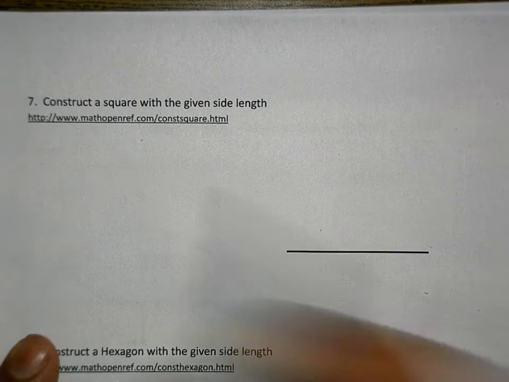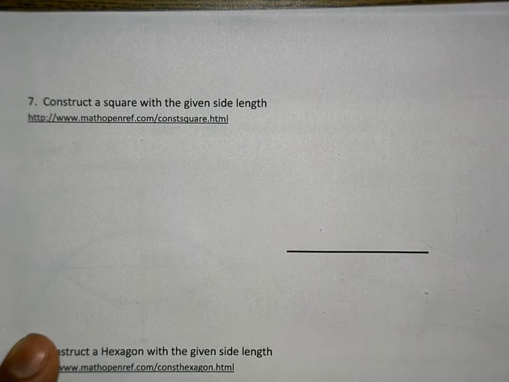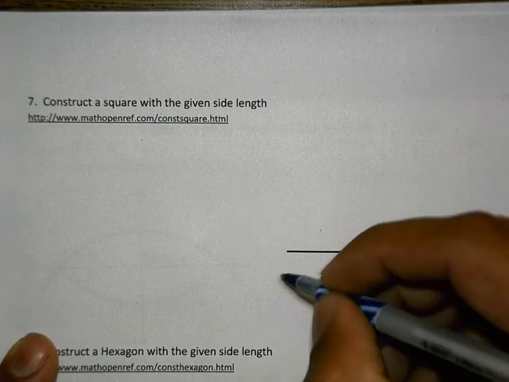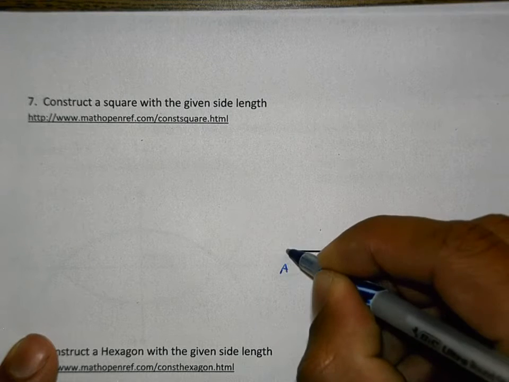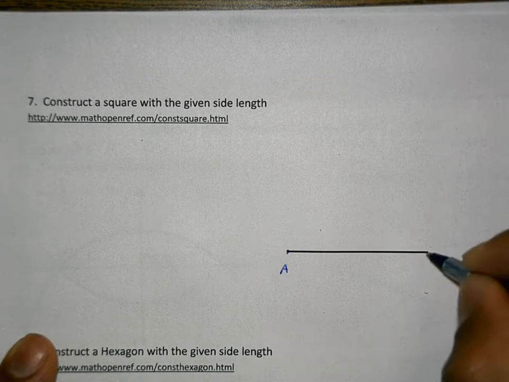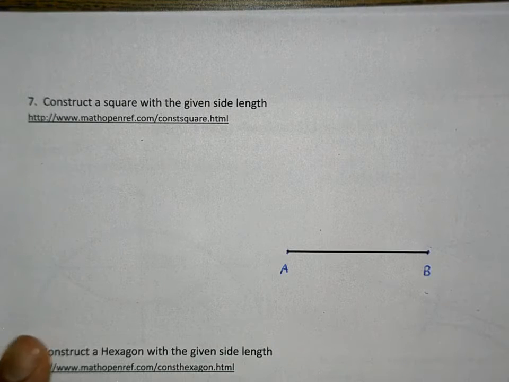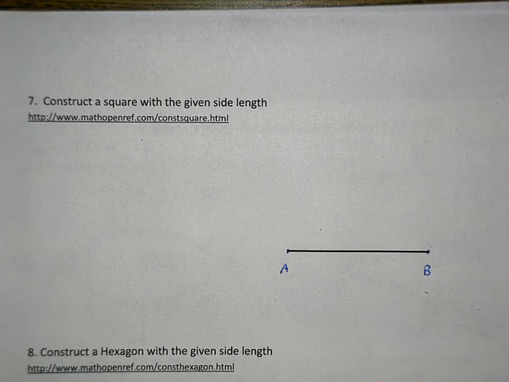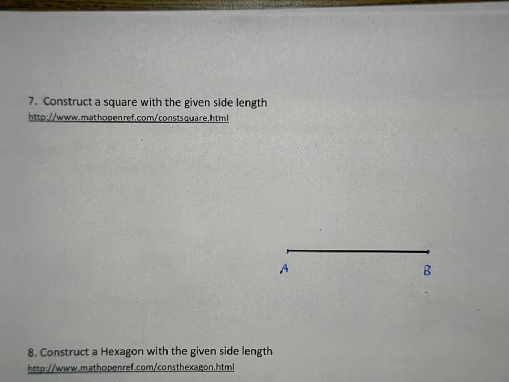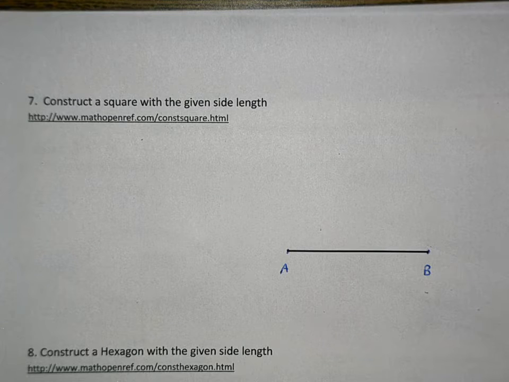Number 7, construct a square with the given side length. So the first thing we're going to need to do is know what the side length is. I'm going to call this A, and put a little dot there, and call this B, so I know where it ends is right there. The first thing I need to do is to know how far it is. That's how far the side length is, AB.